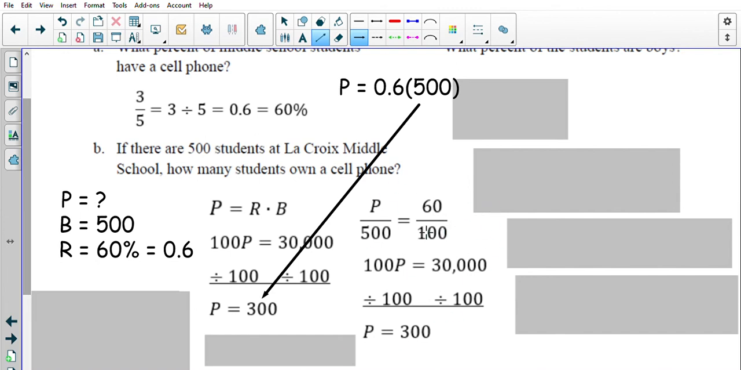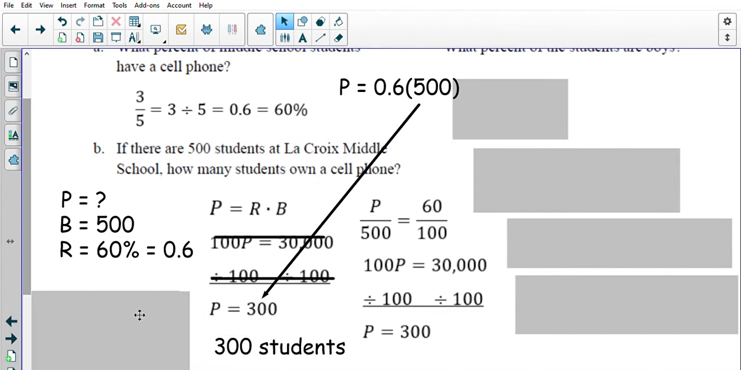This one definitely is the percent proportion, though. My fault on the rest of this. I must have copied the work still from the percent proportion over. So we would have P equals 0.6, which is R, times B, which is 500. Now, percent proportion would be P out of 500 equals 60 over 100. Cross multiply here, and we will get 100P equals 30,000. Divide by 100, and we get 300 for our solution. So same answer either way. It means that there are 300 students at LaCroix Middle School who own a cell phone.